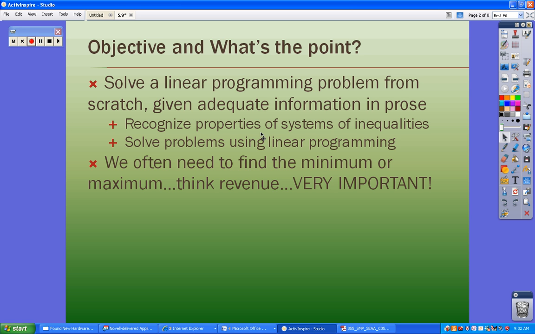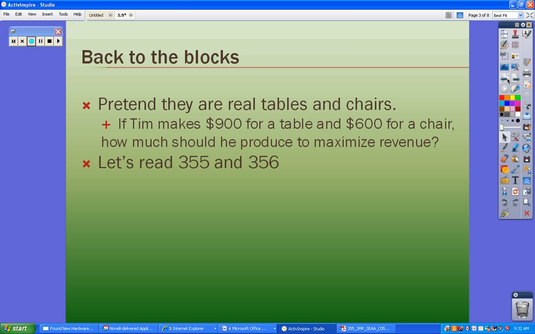We are going to recognize properties of systems of inequalities, and we're going to solve problems using this method of linear programming. There are so many applications here, and I've mentioned this before. Think business, and I'm going to go through some more examples here. I took a whole class on just linear programming in college. That's how important this type of problem-solving method is, and we're going to get a little taste of it today.